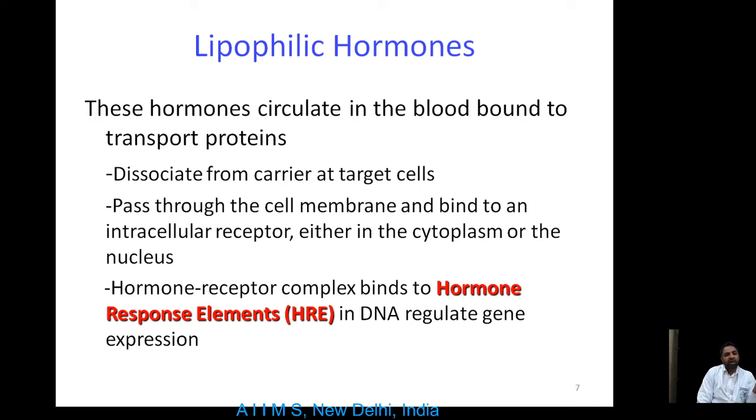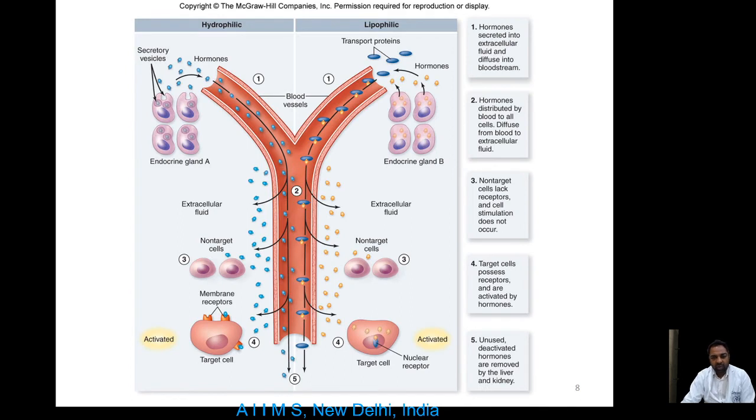Okay, and when it reaches the target organ, it dissociates from that carrier and acts on the receptor. It passes through the cell membrane and binds to the intracellular receptor, either in the cytoplasm or in the nucleus. The hormone-receptor complex binds to the hormone response element, abbreviated HRE, in the DNA, which regulates gene expression. I'll show in the next figure how it is done.